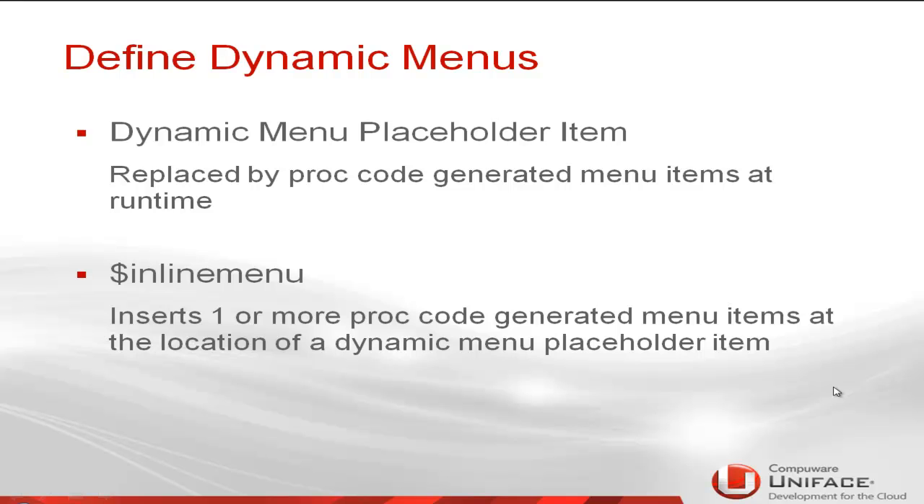Second is to write proc code to define the name and the type of the menu which should be shown at runtime. This is done using the function $inline menu. This function inserts one or more generated menus at the location of the placeholder. Within one dropdown, static items with the type option can be mixed with dynamic items.